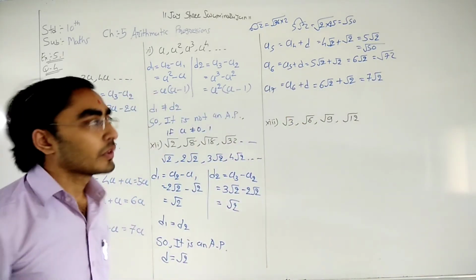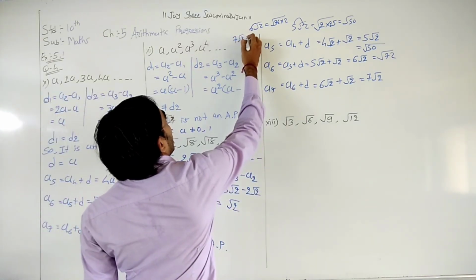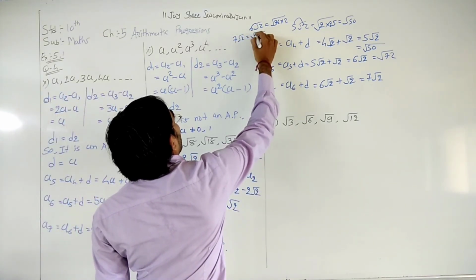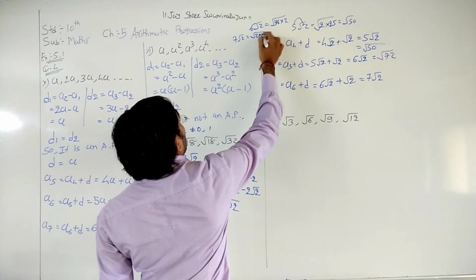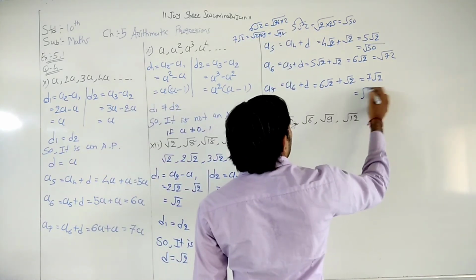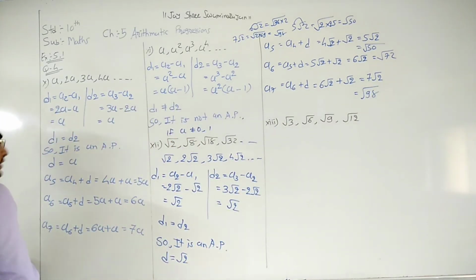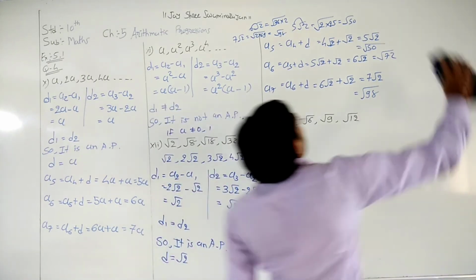So here 6 under root 2 plus under root 2 is 7 under root 2. And if we want to convert this 7 under root 2, we need to transfer this 7 into the under root. So we need to take a square of it. So 49 into 2 is 98. So here we can write under root 98. Okay?